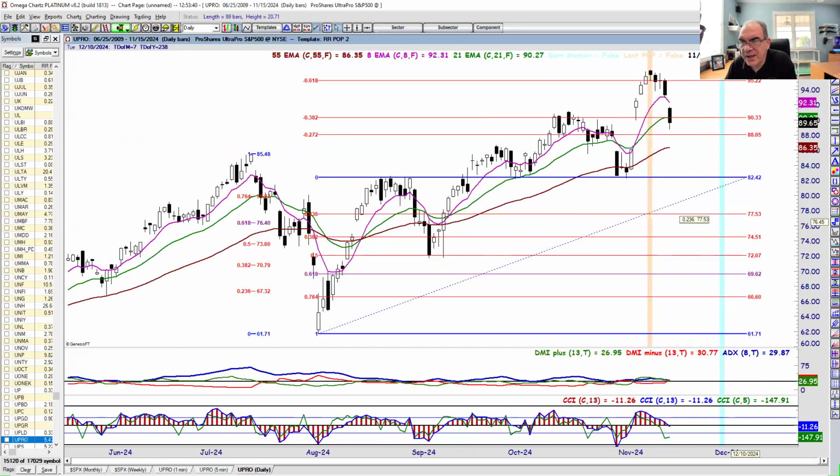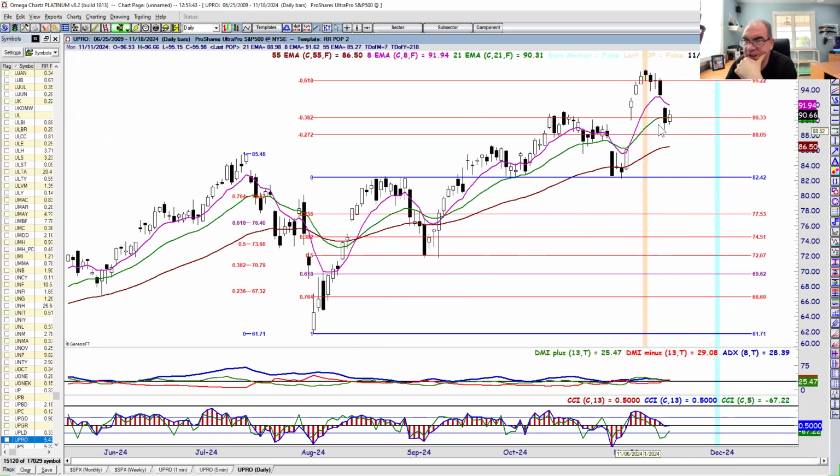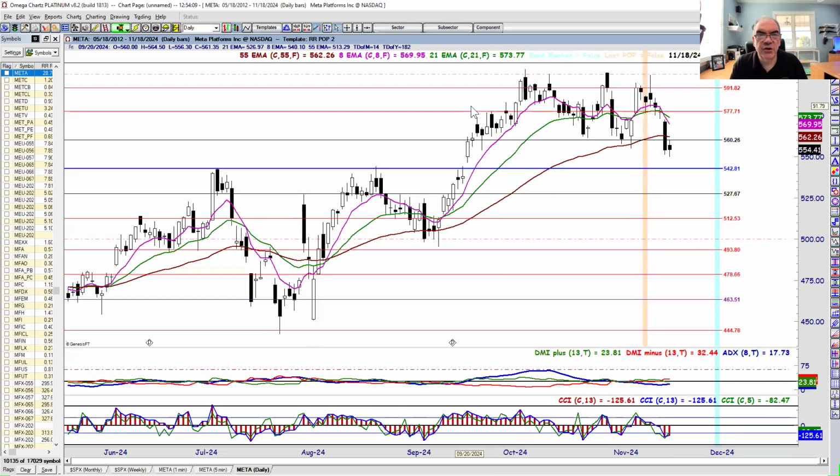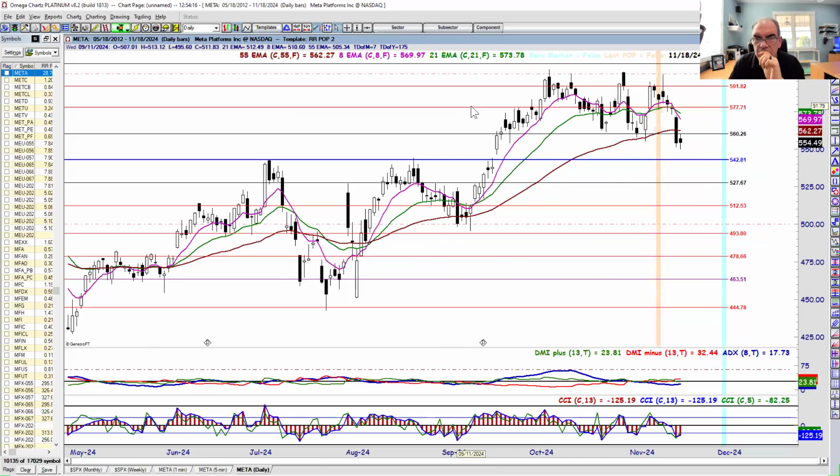All right, UPRO, $90 stock. It's in a neutral bias. I want to see it back above the 95. Moving average is right in the middle of that fib line, so I'm not excited about it. I would want to see it back in above that 95.22. And then she also asked for Meta. Oh no, sorry, that was Jennifer.